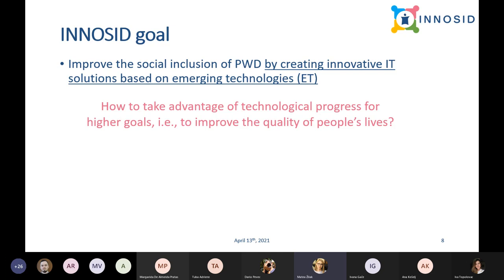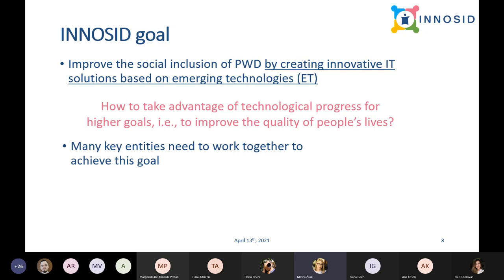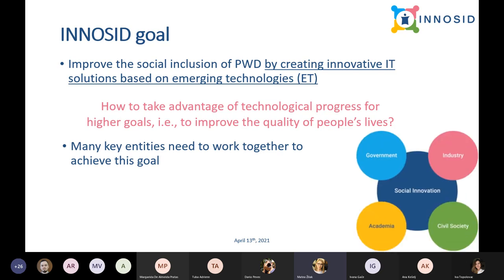In order to reach that goal and come up with some social innovation based on emerging technologies that would address the needs of people with disabilities, we need a well-structured framework that explains all the key entities that need to work together and their relationship on how to achieve this goal. Through the INNOSID workshop, we'll be getting a clearer picture of what entities are included. But for now, you can have a more general picture where you know that the government, the industry, civil society, and academia are needed to be involved in order to achieve this goal.